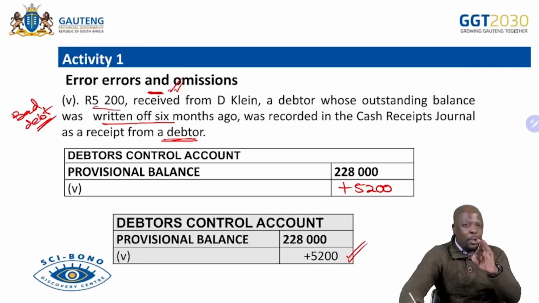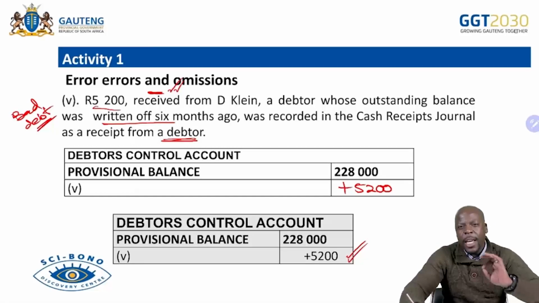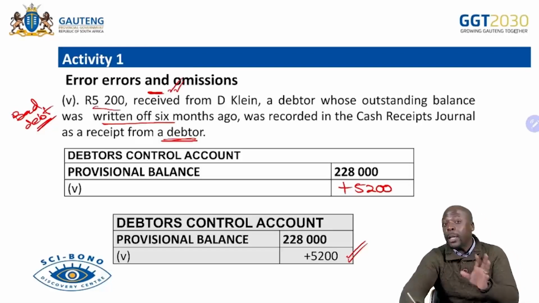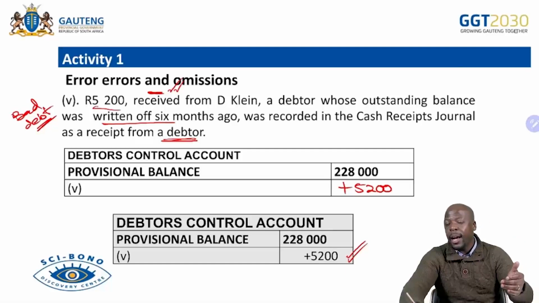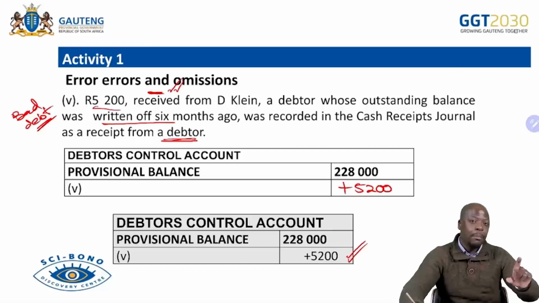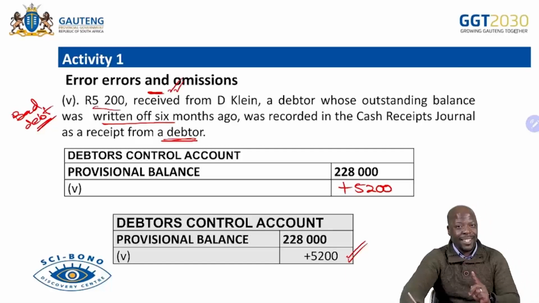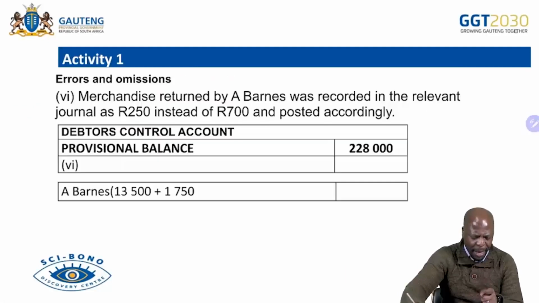So the simple trick, I want you to listen to this. The simple trick is, if a debtor is written off as a bad debt, he is no longer part of our debtors. Once he pays later, we cannot record it in the CRJ under the debtors column, but it should be written as bad debts recovered. Because once we write him off, it becomes a bad debt. You need to get this. Very important. Okay? Let's quickly see what adjustment number 6 is all about.